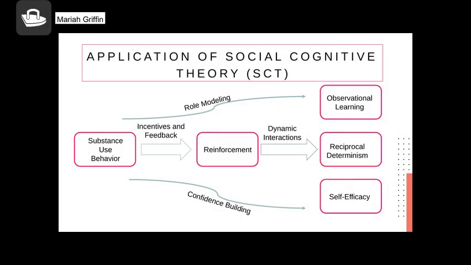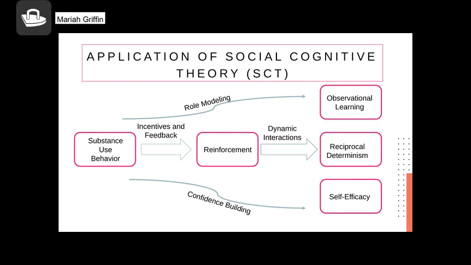This slide illustrates how social cognitive theory can be applied to substance use behavior among college students, as described by Hadari 2014. First, reciprocal determinism shows how personal factors, peer influences, and environmental factors interact to shape substance use behaviors. For example, a student's decision to use or avoid substances may depend on both their attitudes and the campus culture, according to Hadari 2014.